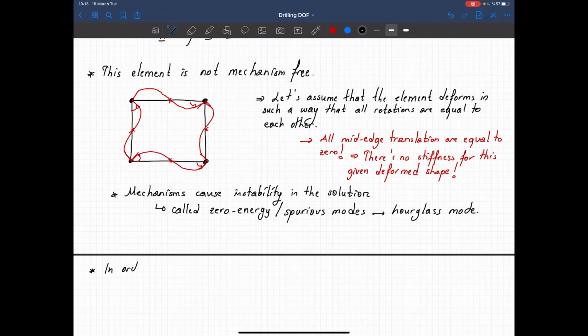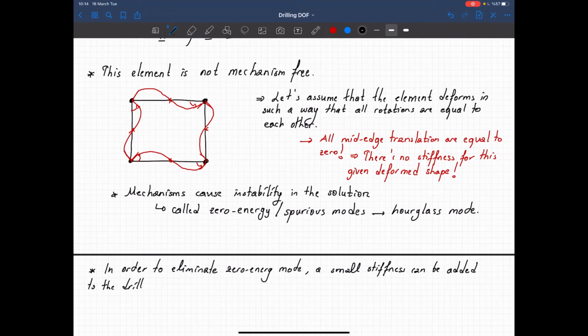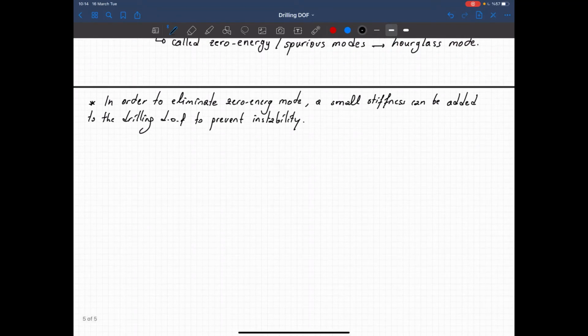So we can say that in order to eliminate the zero energy mode for this element, a small stiffness, a small resistance can be added to the drilling degrees of freedom to prevent instability. And the proposed additional stiffness has the following form.